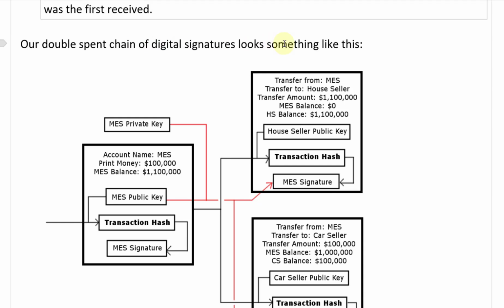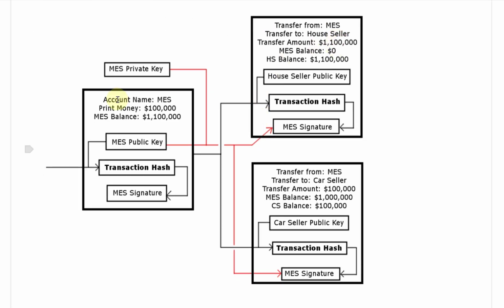So our double spend chain of digital signatures looks something like this. Here I have it in blockchain format. Here is our MES account name, MES print money. That was a transaction, and then 100,000. MES balance is 1,100,000, and there's a previous one there. So we have a transaction hash that includes the public key, and then we create MES's signature like that, which can be verified using the public key.